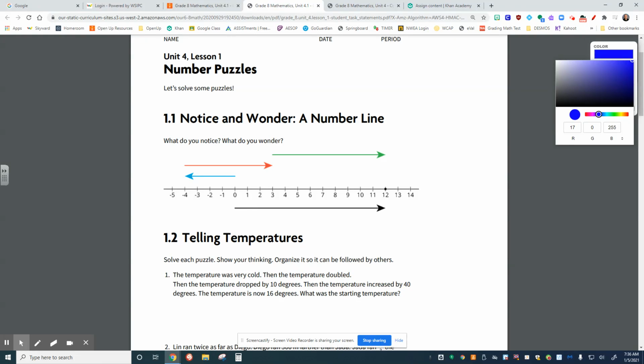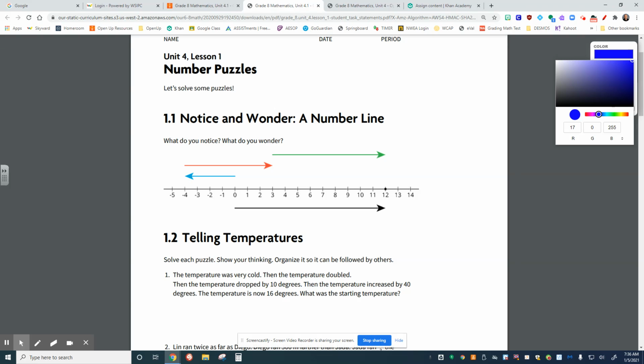Welcome to Unit 4, Lesson 1, Number Puzzles. Today we're going to start into more of what we consider algebra by solving equations. And in this case, we're going to start with some number puzzles. Before we get into that, let's talk about notice and wonder.